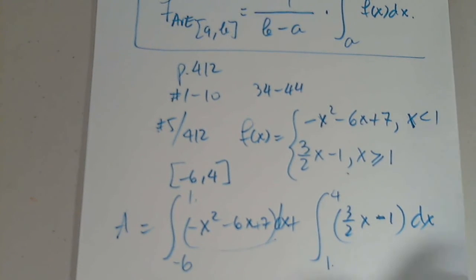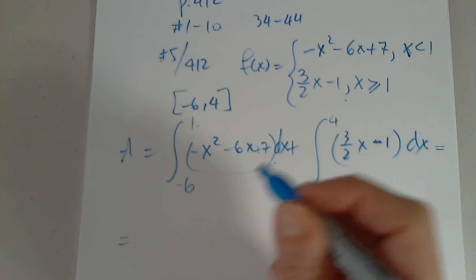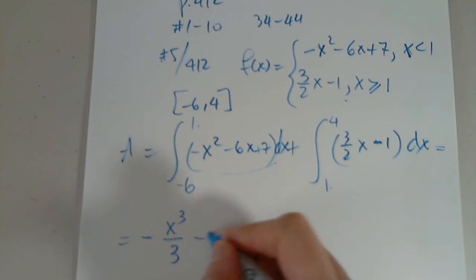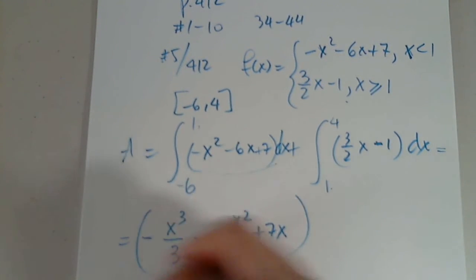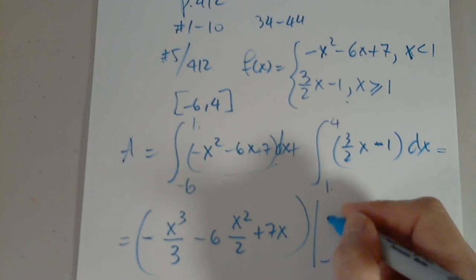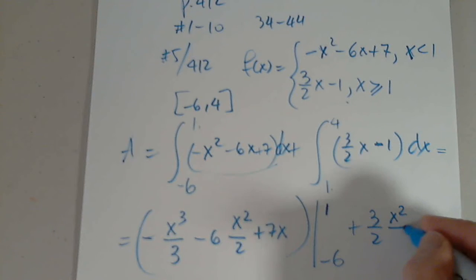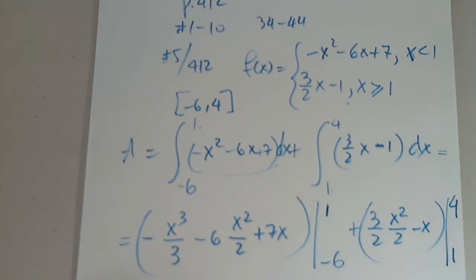Okay, so fundamental theorem of calculus, I have to find the antiderivative. Negative x to the third over 3 minus 6x squared over 2 plus 7x from negative 6 to 1, and plus 3 halves x squared over 2 minus x from 1 to 4.